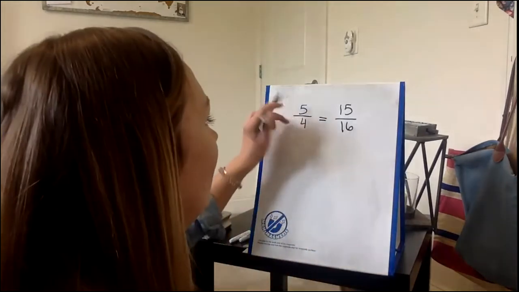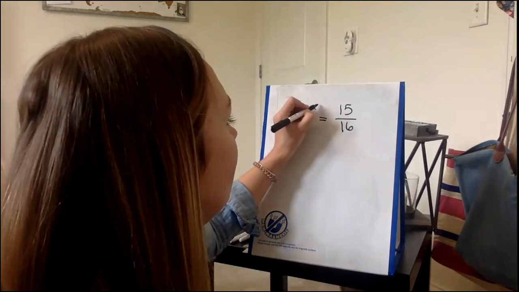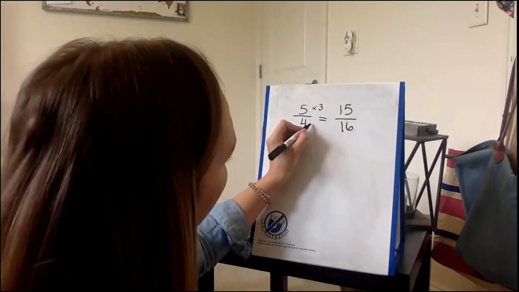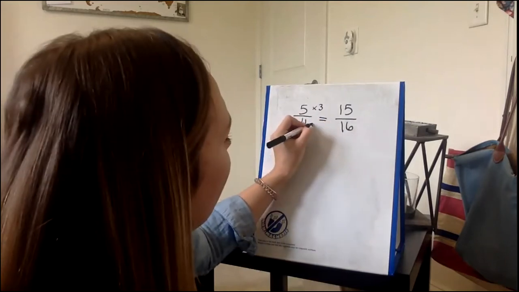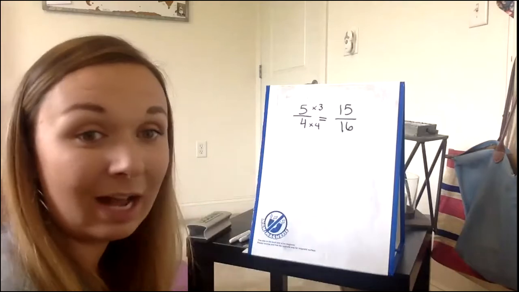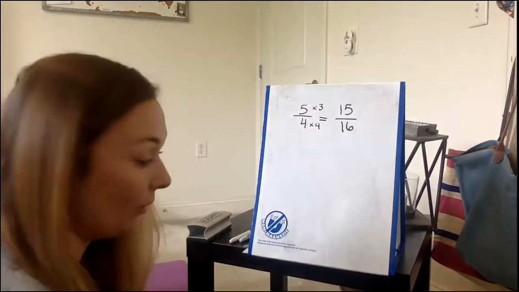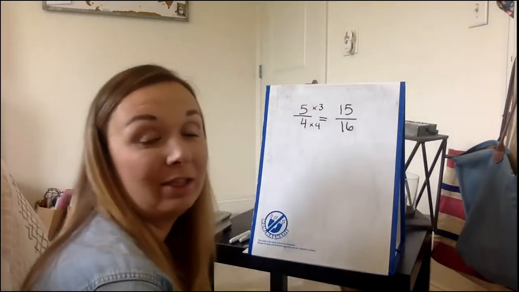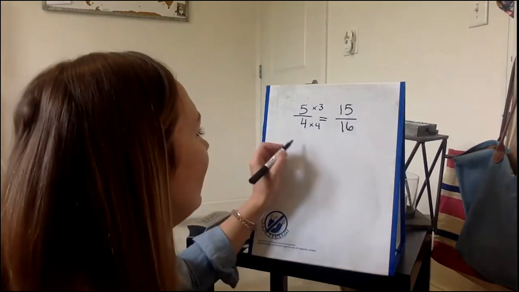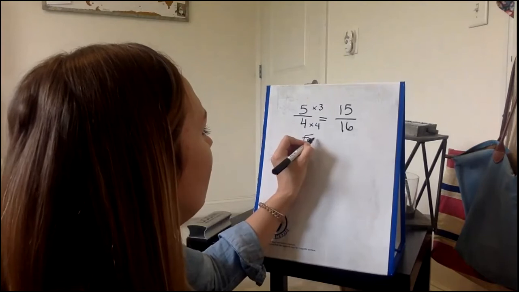So let's check. 5 times 3 gave me 15. And 4 times 4 gave me 16. So I multiplied the numerator by 3 and the denominator by 4, which means they are not equivalent because I did not multiply the numerator and the denominator by the same thing. So let's check and see how we could make this true.